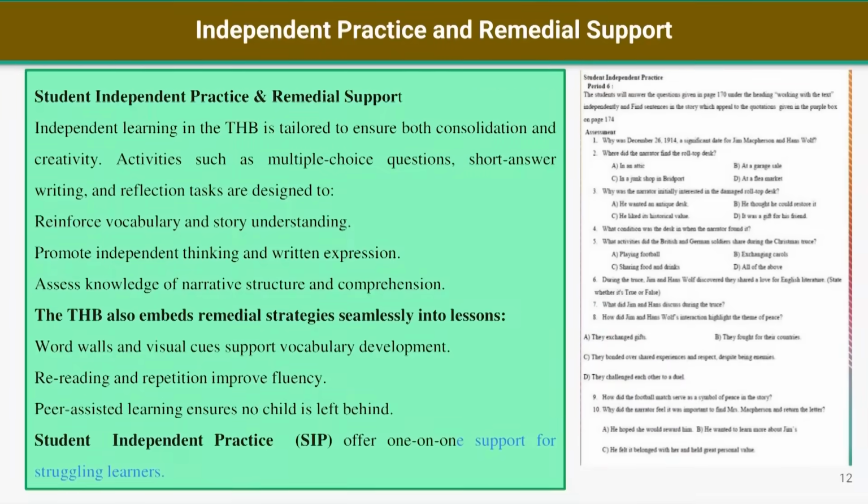The teacher handbook also embeds remedial strategies seamlessly into lessons. Word walls and visual clues support vocabulary development. Rereading and repetition improve fluency of the language. Peer assisted learning ensures no child is left behind.